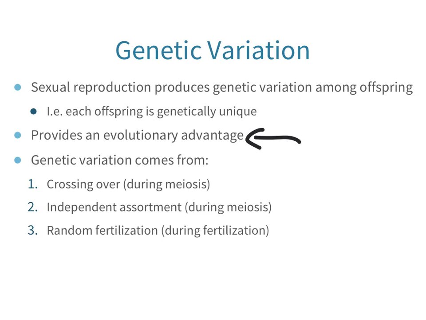So we're going to be looking at three different sources of genetic variation in this video. The first one is something called crossing over, which happens during meiosis. The second is called independent assortment, which also happens during meiosis. And then the third is random fertilization, which happens during the fertilization step of sexual reproduction.